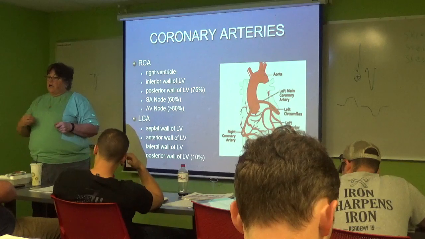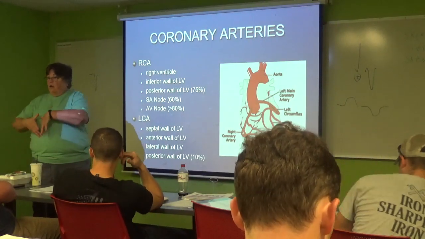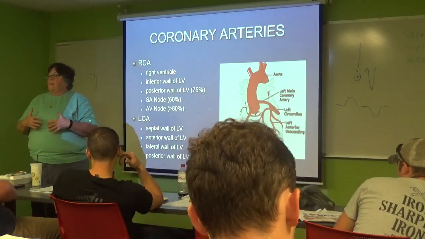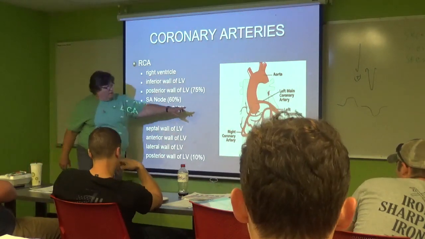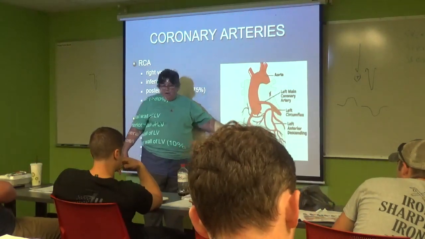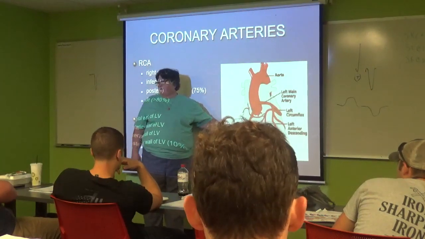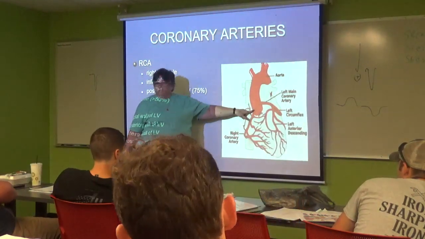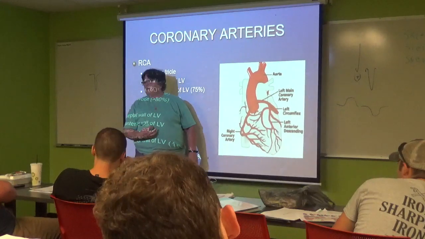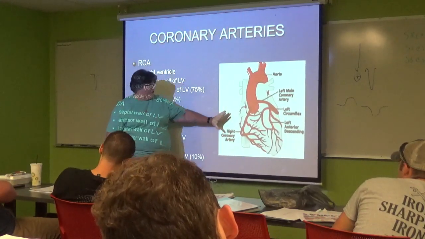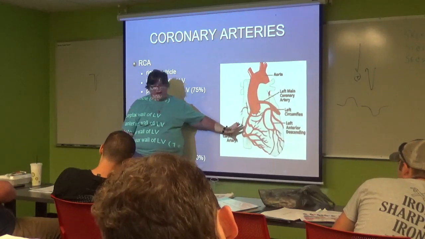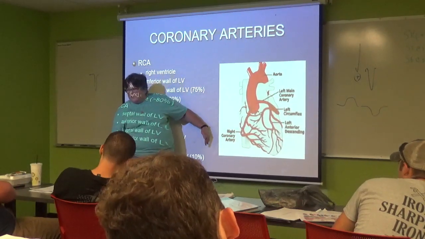And because the RCA goes right by the right ventricle, and it does feed the right ventricle, depending on how high up the artery is dinged, if the clot is way down here, the right ventricle is probably not going to be affected. But if the clot is way up top, it's going to take out the whole right ventricle and the whole inferior wall. So this is the MI. In order to see this side of the heart, you have to do an EKG on this side.